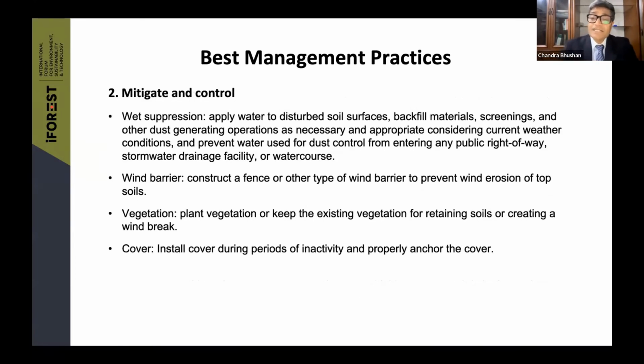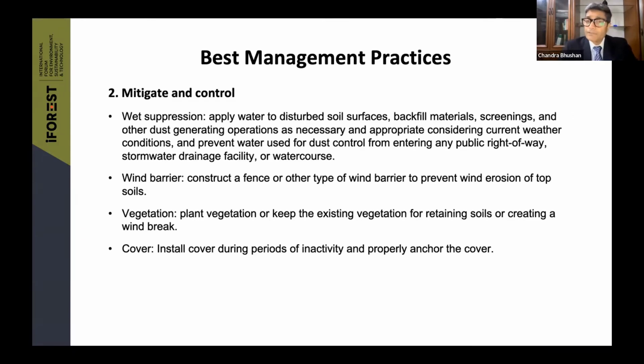As far as mitigation is concerned, wet suppression can be used. You can apply water on backfilling material, on all dust generating sources. You can also use non-toxic chemical suppressants that are available. For big projects, a wind barrier should be constructed, whether it is a fence type barrier, or if there are natural trees, then they should be kept as a wind barrier.